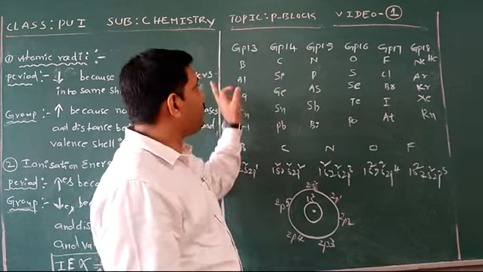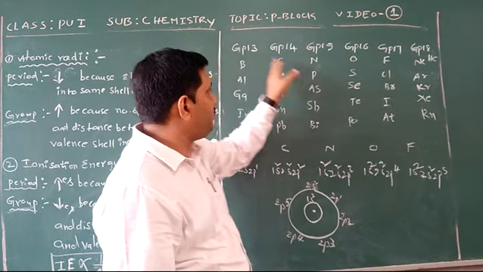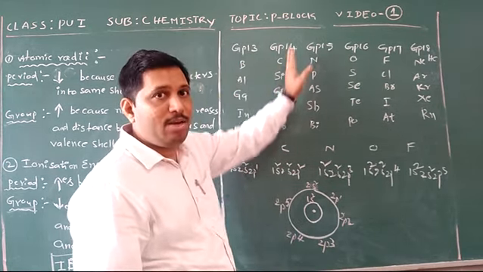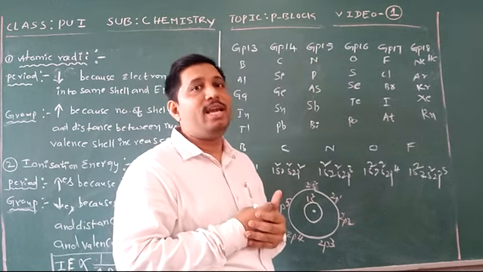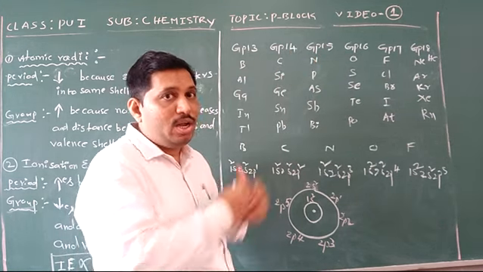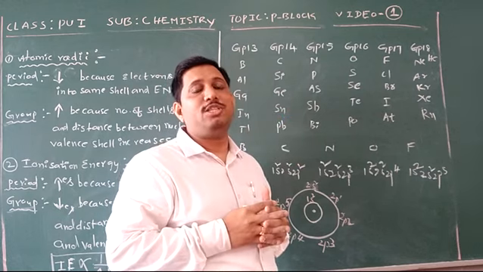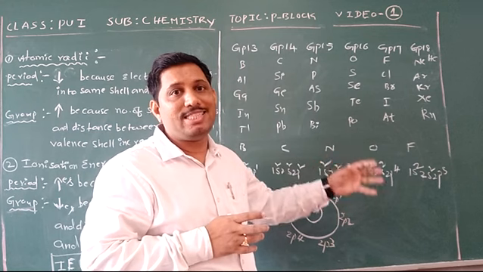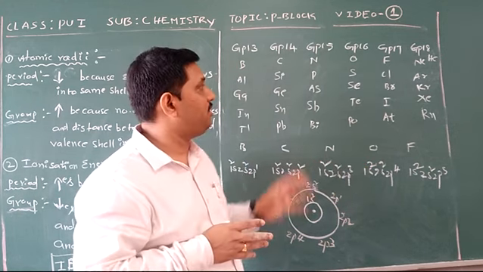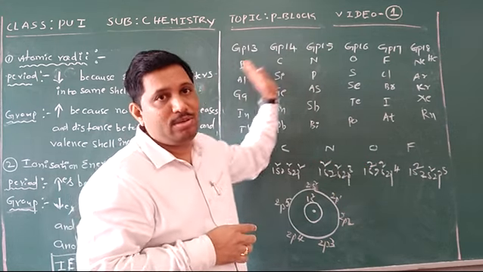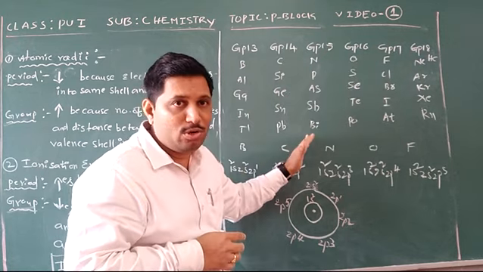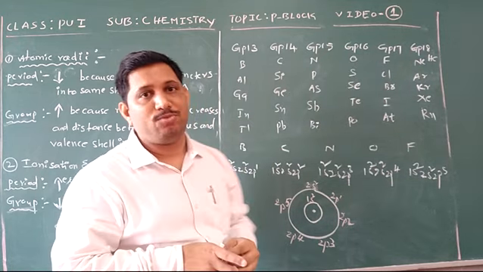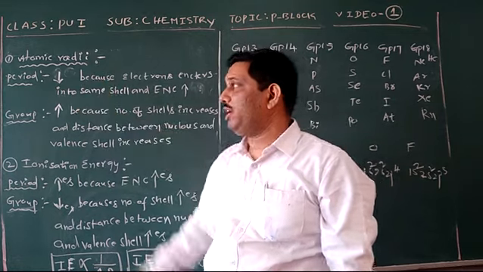That is, across the period of p block elements and down the group of p block elements, how the atomic radii varies. We are discussing, student, only the gradation of these properties in p block elements only. We are not interfering with S, D, and F block elements. For these elements only, across a period of p block elements and down the group of p block elements, we are discussing. Okay, student. First one, atomic radii.